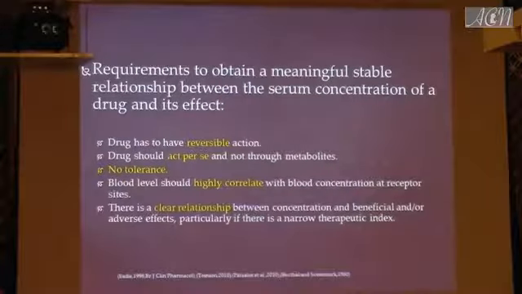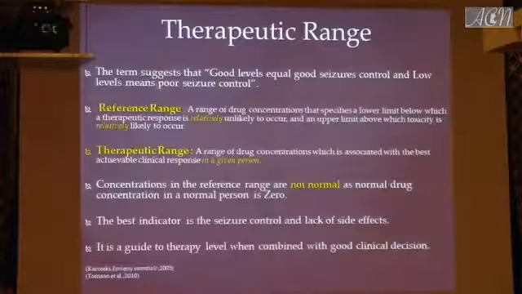Now, what are the requirements for a drug to be perfect for measuring the blood level? First, the drug has to have a reversible action. The drug has to act per se and not through metabolites, and there should be no tolerance, and we will talk about medications that have tolerance. The blood level should highly correlate with the concentration at the receptor site, and there should be a clear relation between the efficacy and the blood level.